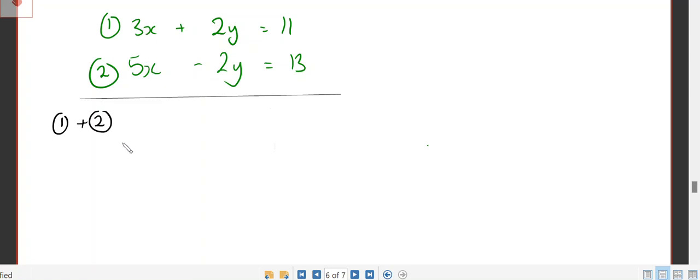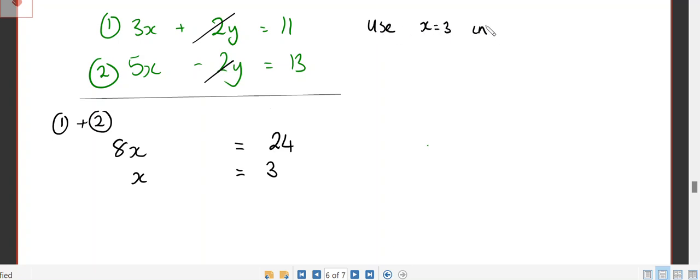3x plus 5x is 8x. This is done. 11 plus 13 is 24. Therefore, x must equal 3. I'm going to use x equals 3 in number 2.